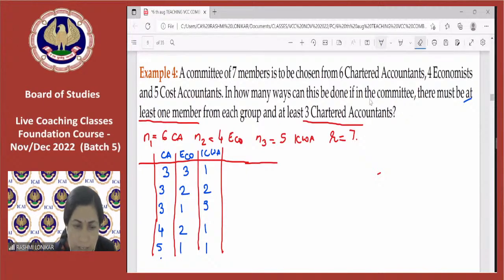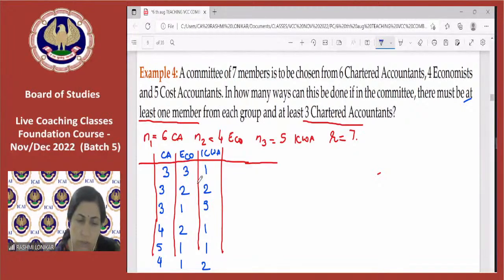What is remaining here is, for 4 CAs, what can I have? I can have 2 economics and 1 ICW, or I can have 1 economist and 2 ICW. Okay, I can have 1 economist and 2 ICW. Is there any other possibility? No, because I need at least 1. So I can have this condition where I have 3 CAs.